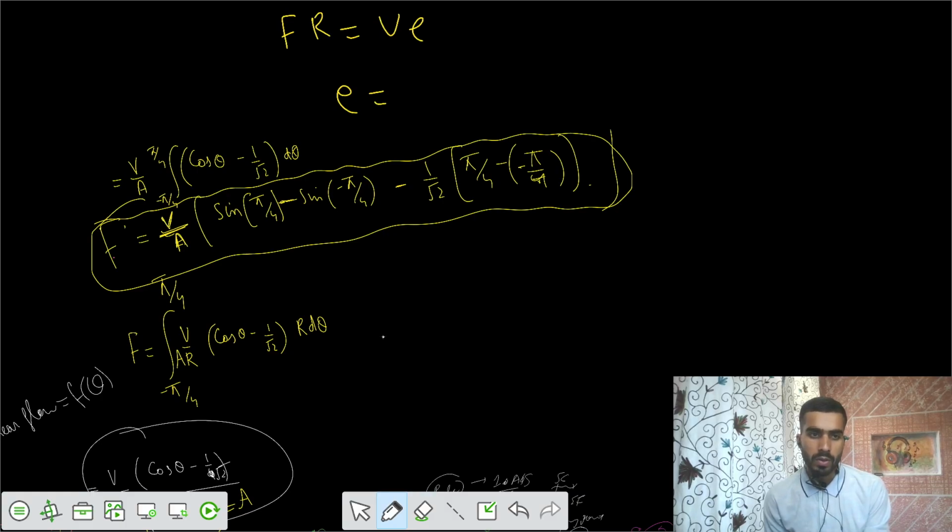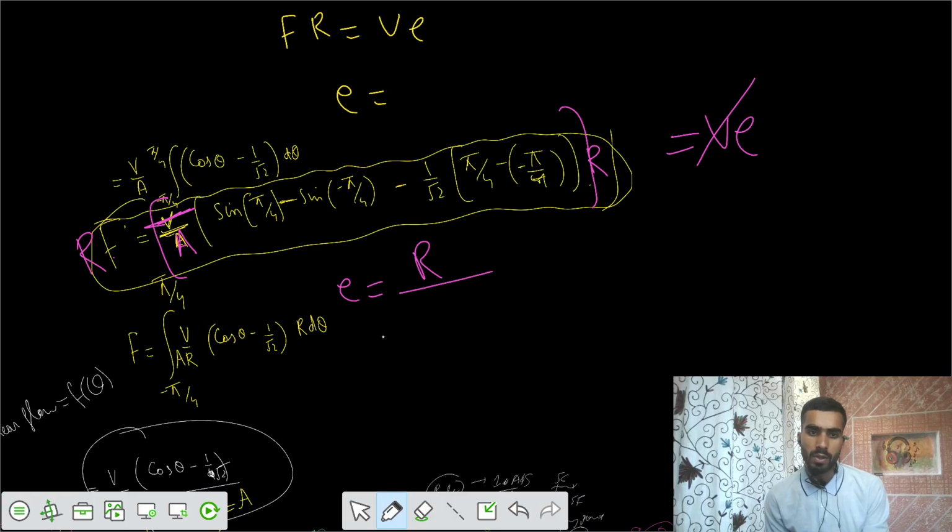So this was your F, you multiply with R, so this becomes your FR, which equals V into E. So V cancels out, and we got the value of E equals R times some value of A.